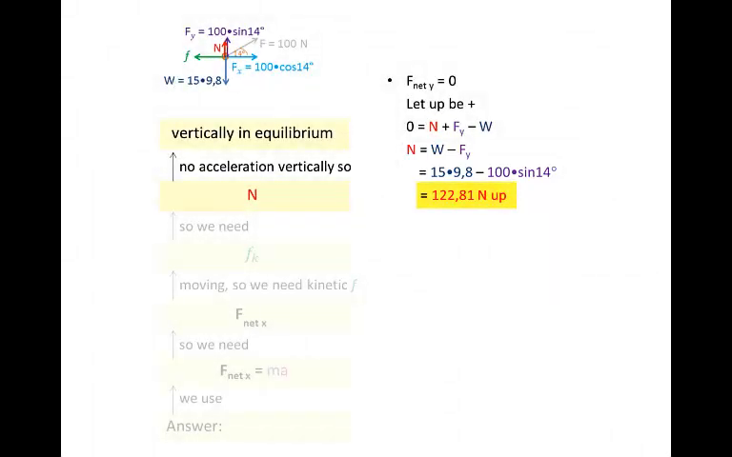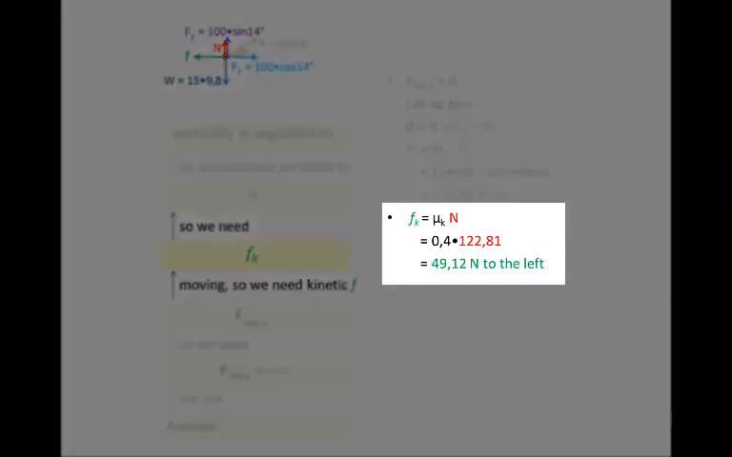122,81 newtons acting upward. The reason why we needed to find the normal force was so that we could find friction force. So we substitute that value that we got, 122,81, into N within this equation. We know that the coefficient of kinetic friction for this situation is 0,4. That was given in the question. So we multiply that with the normal force, and that tells us the magnitude of friction acting on the block. 49,12 newtons, and we know that the direction is towards the left because the object is moving to the right and friction always acts in the opposite direction to motion.